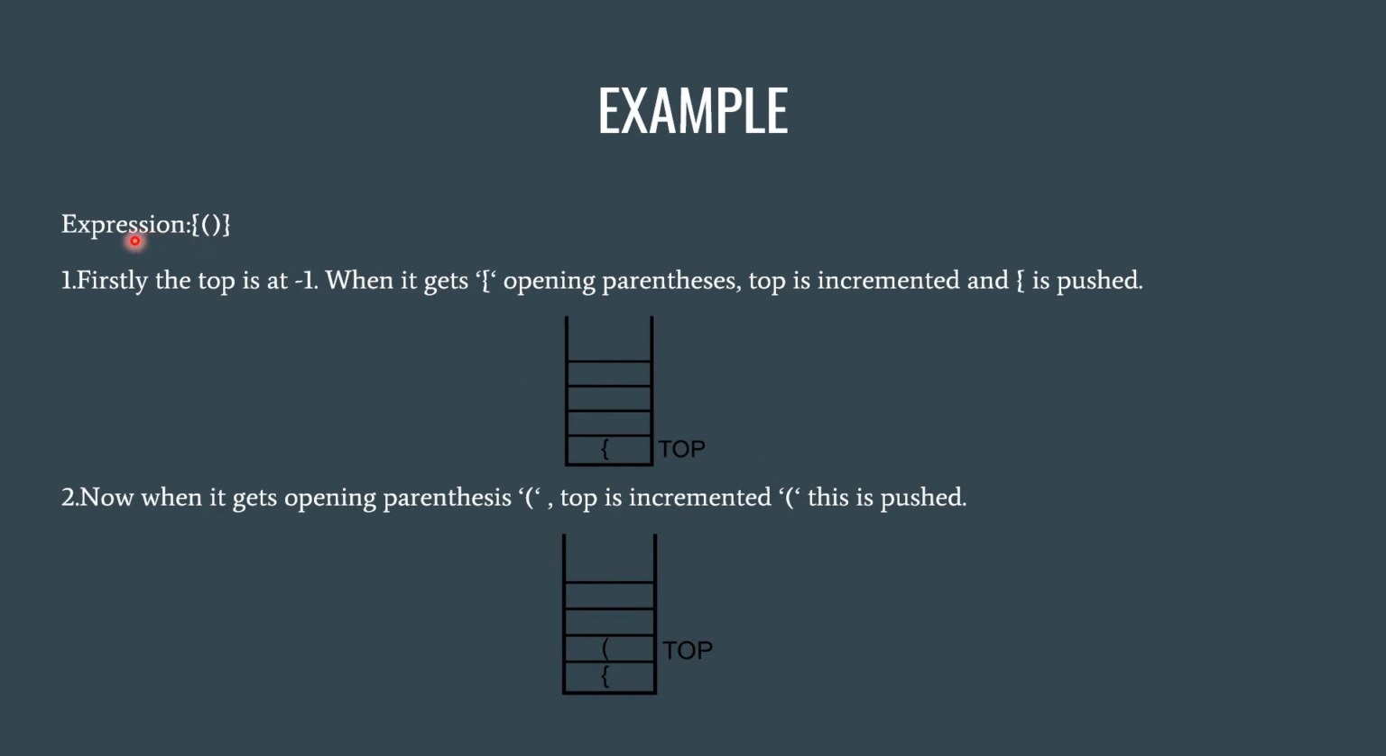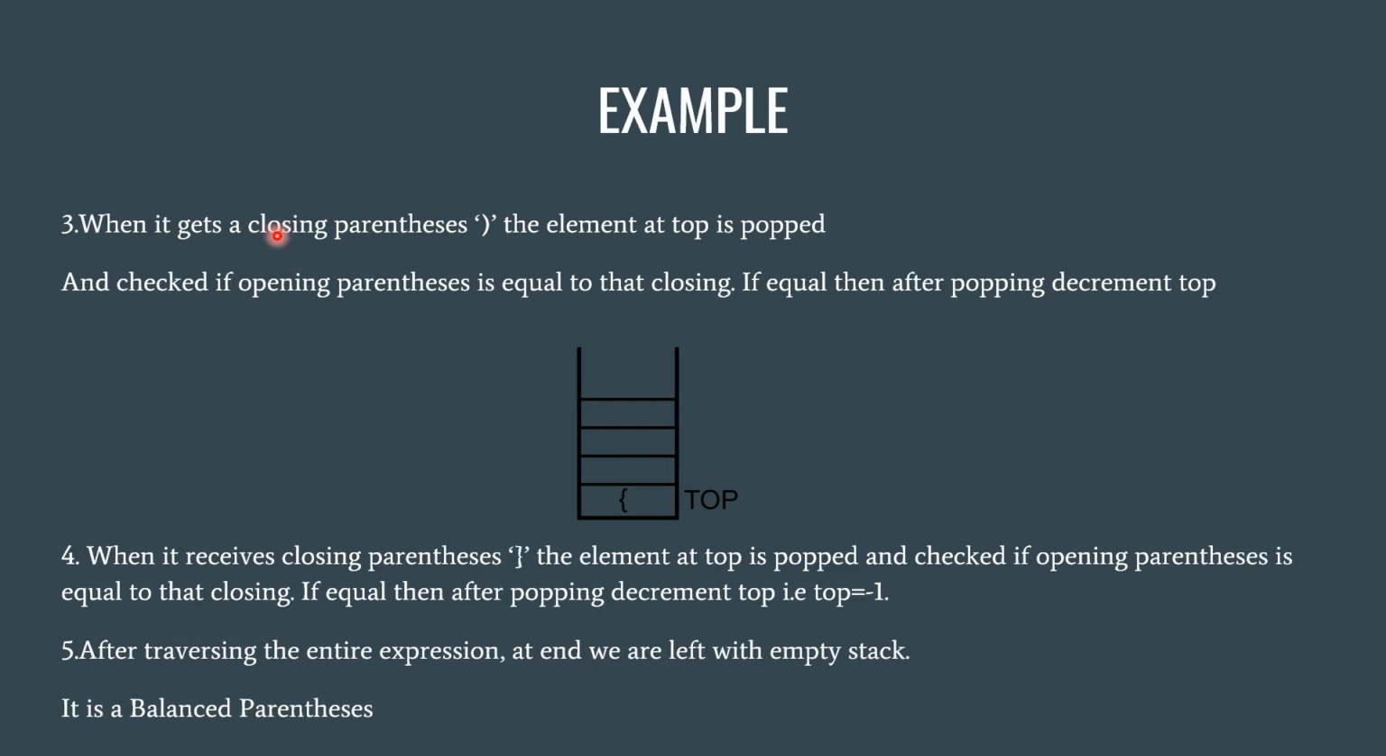Now let's take another example. The expression is this. Firstly, the top is at -1. When it gets an opening parenthesis, top is incremented by 1 and the parenthesis is pushed. Now, when it gets an opening parenthesis, top is incremented by 1 and this is pushed. When it gets a closing parenthesis, the element at top is popped and we check if the opening parenthesis is equal to that closing. If equal, then after popping, decrement top.